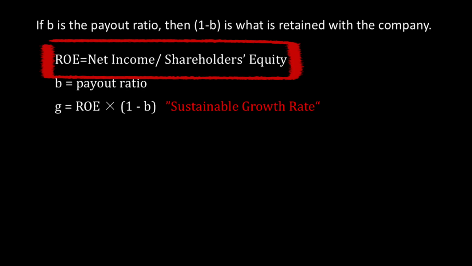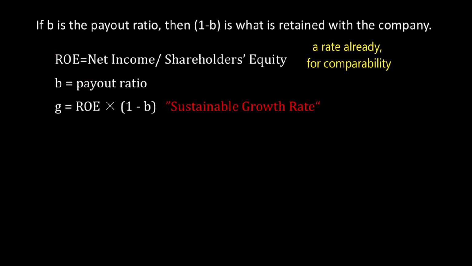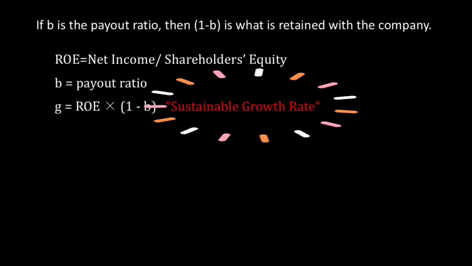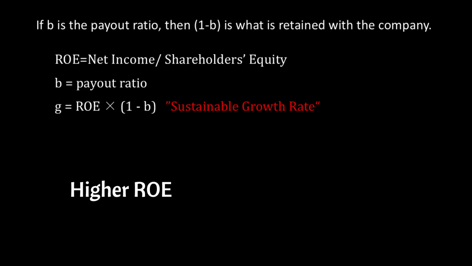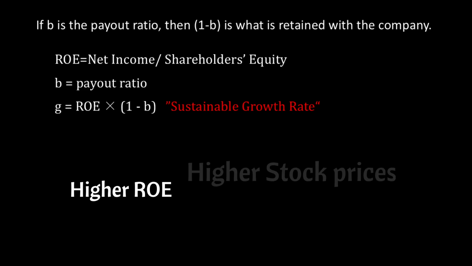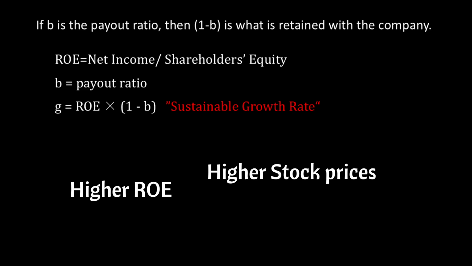So we have these formulas. ROE is really nothing more than net income over shareholders' equity. B is the payout ratio, how much of the earnings is paid out in dividends. And G is equal to ROE times 1 minus B, the sustainable growth rate. So a higher ROE implies higher stock prices, as it is the basis for growth in either dividend payouts B or future reinvestments in the company to consistently grow dividends by G.